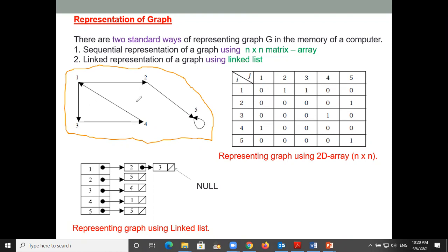When this graph is given, you have to write these 2 things, and it is very, very easy if you really understand. The first one is called representing the graph using a 2D array, and then using a linked list. Some students are still coming, so just wait, please.